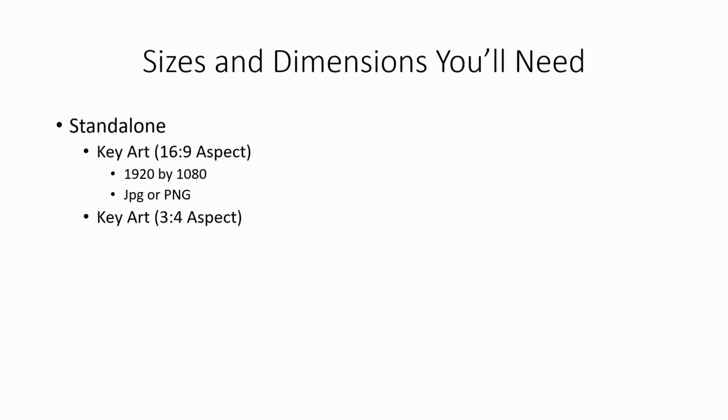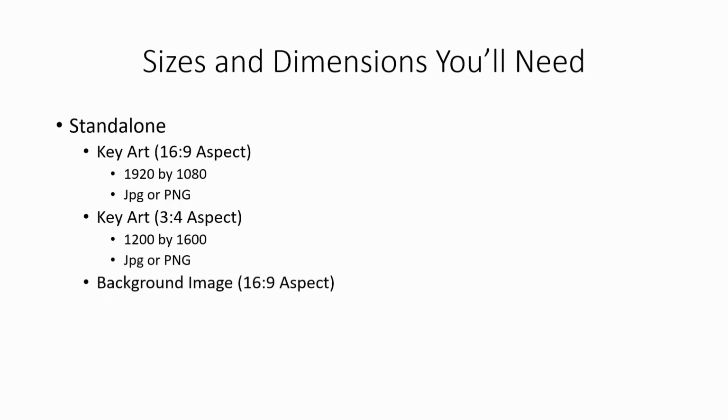Now, you'll also have another key art piece. This time, though, it'll be 3:4 aspect ratio, so not 4:3. That means then that the art will be 1200 by 1600. And again, you want to pay attention to that. It's a little different than the other size. That'll also need to be JPEG or PNG.